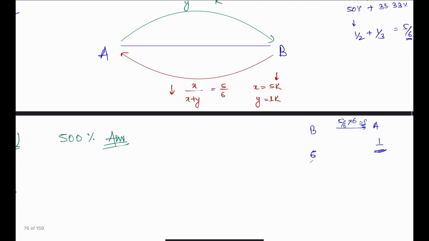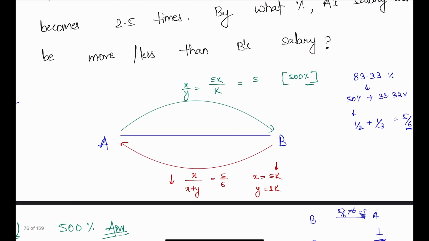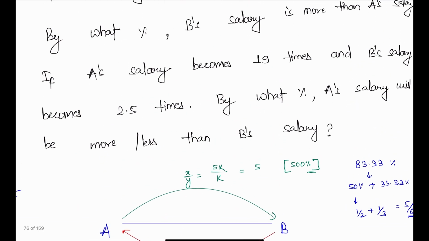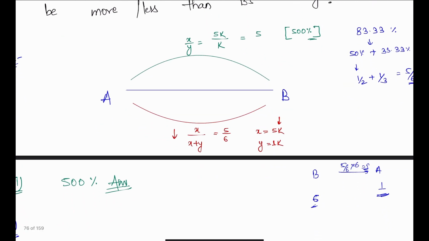If you want to take it from this perspective, it's fine. If not, the other way to think is that the question is saying B's salary is more, so B's salary is more by how much percent? The arrow here is a little bit wrong. The arrow should be this side and the red one should be this side. B's salary is how much more? Even if you don't draw the arrow, it's fine, you will get the understanding. B's salary is 5 times more.